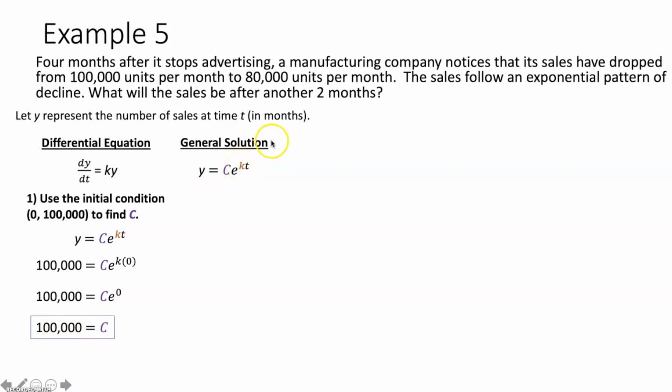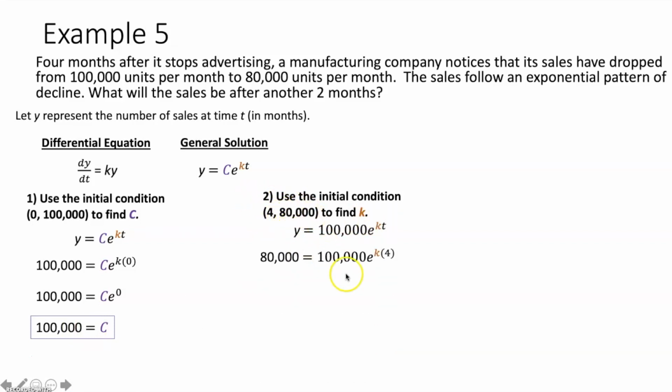So how do we find K? There should be another initial condition that allows us to solve for K. It says that 4 months after it stops advertising, the sales drop from 100,000 to 80,000 units per month, meaning at time t equals 4, sales should be 80,000 units per month. So (4, 80,000) is the second initial condition that allows us to solve for K. We take the general solution with our C value, and plug in 4 for t and 80,000 for y.